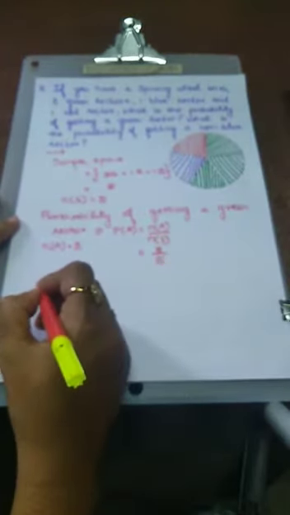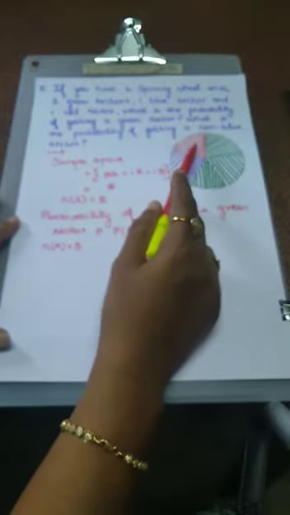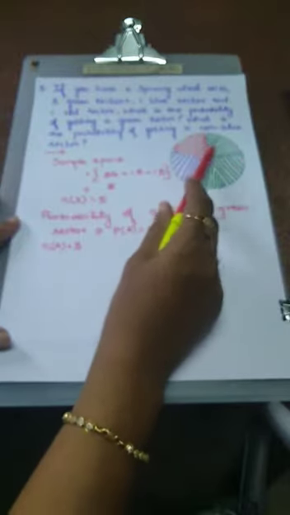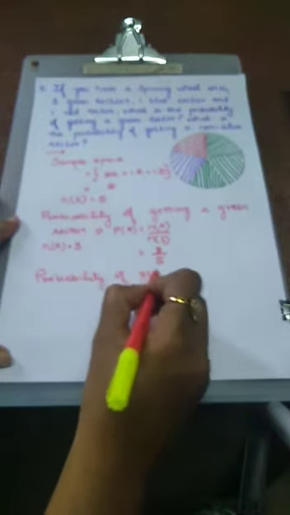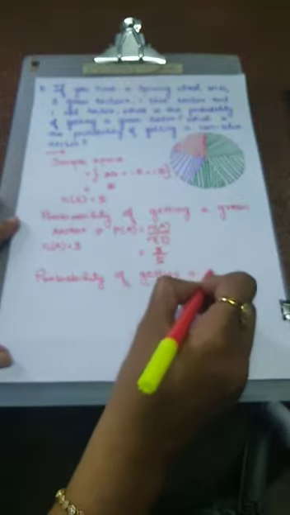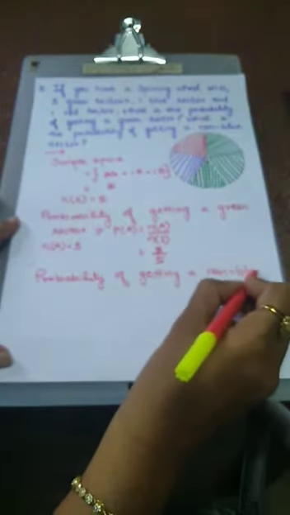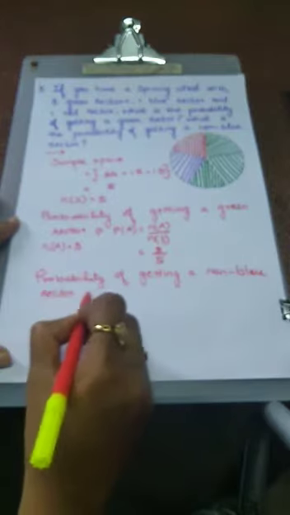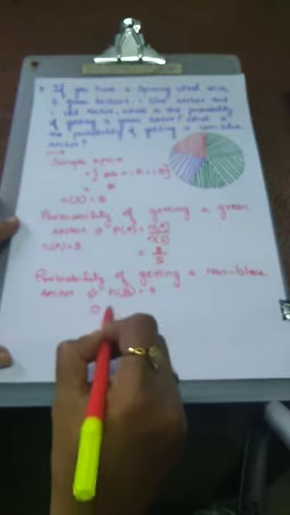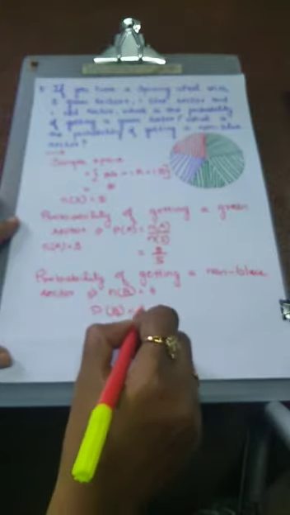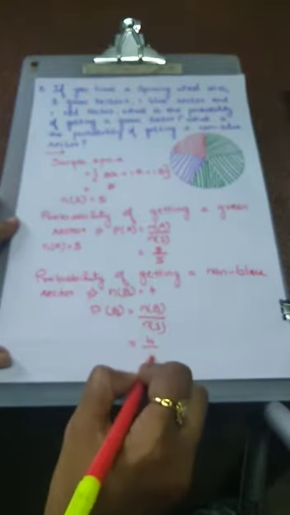The next one, probability of getting a non-blue sector. Here only one blue sector is mentioned. The non-blue sectors means we can count all the other 4 values. 1, 2, 3, 4. So probability of getting a non-blue sector, that is actually 4. N of B is equal to 4. P of B equal to, what is the formula? Number of favorable outcomes divided by total number of outcomes. So the answer is 4 by 5.